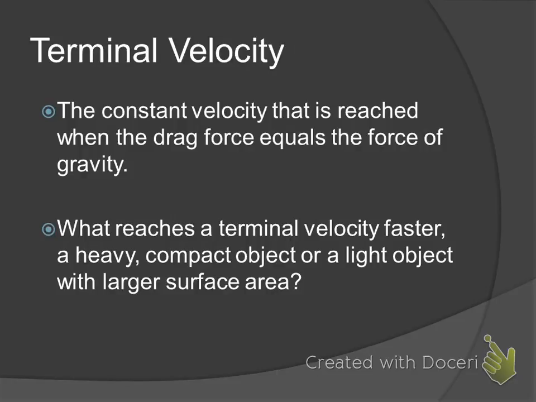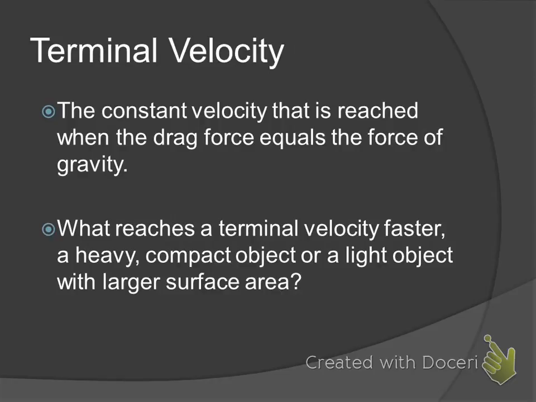Okay, so let's think about this question. What reaches terminal velocity faster or sooner? Okay, a heavy compact object or a light object with a large surface area? What do we think? A light object, right? So that means the drag force or the air resistance force is going to impact that light object with a lot of surface area, like a piece of paper floating, right? It's going to stop accelerating sooner than a heavy object that's really compact would.